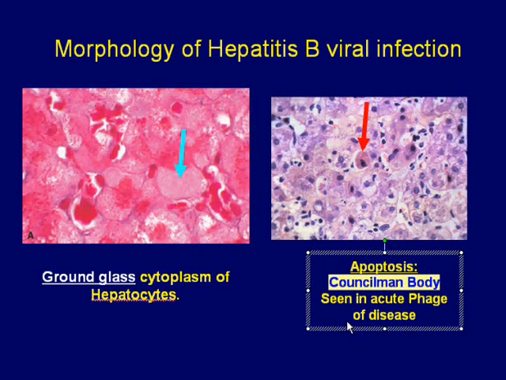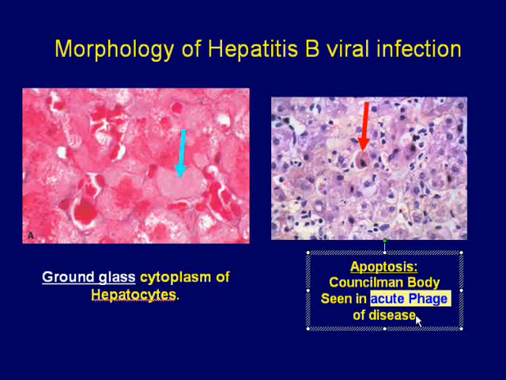Unlike ground glass cytoplasm, these apoptosis or councilman bodies are basically seen during the acute phase of this disease. So if the patient is suffering from acute viral hepatitis, if we take a biopsy of the liver, we can see the apoptosis, and presence of the apoptosis is a hallmark for the diagnosis of the hepatitis B virus infection on biopsy.